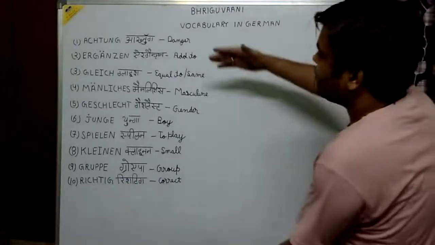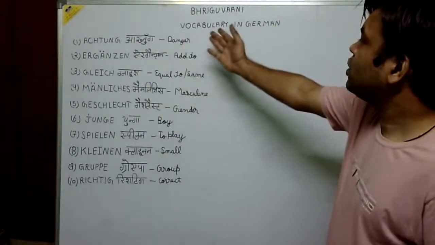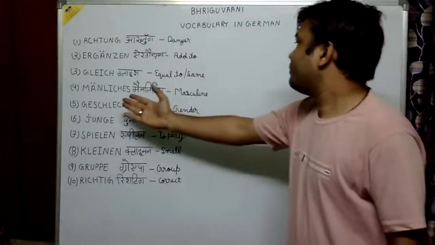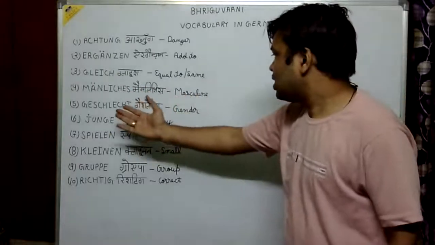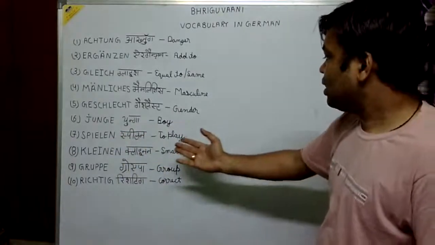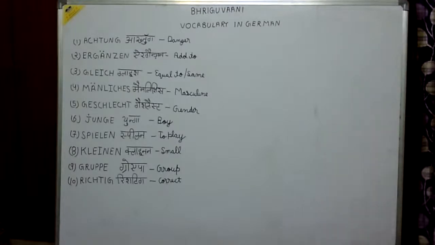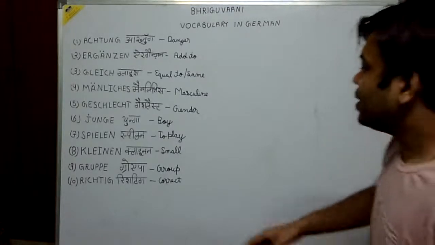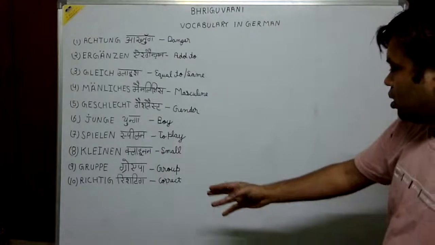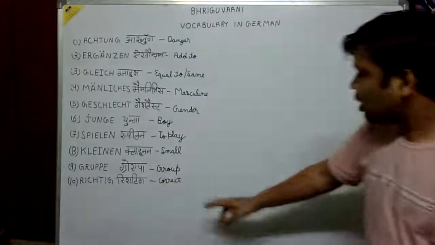So, this is a small bundle of 10 words. Let's revise. Achtung, danger. Ergänzen, add to. Gleich, equal to. Männliches, masculine. Geschlecht, gender. Junge, boy. Spielen, to play. Kleinen, small. Gruppe, sorry, I am also pronouncing it wrong. Pronounce it Gruppe, group, and richtig, correct.